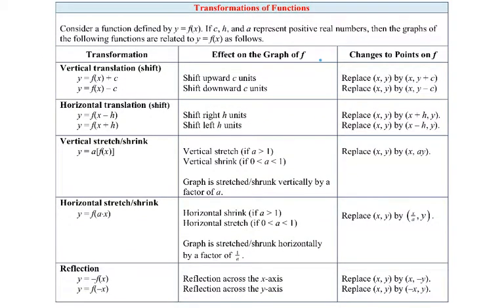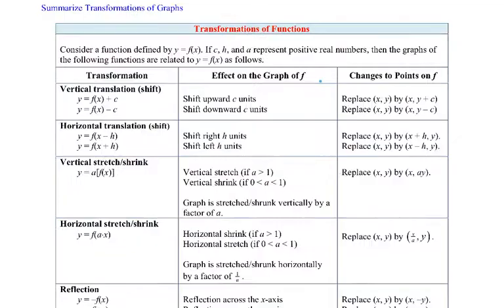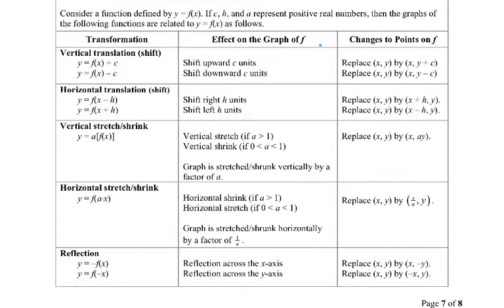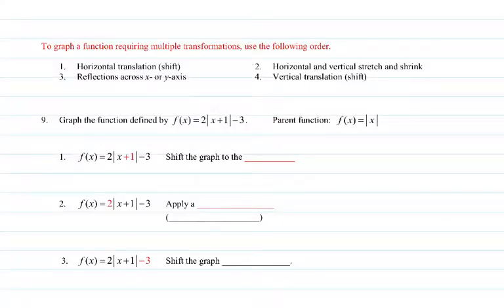All right. This is a summary of all the transformations. I would study it. I would make sure I understood what happens when different things are happening to my functions. Make sure you have your vertical and horizontal shifts down. Make sure you have your vertical stretches and shrinks and your horizontal stretches and shrinks down. And then make sure you understand what happens with reflections, which ones are over your x-axis and which ones over your y-axis. And then lastly, what order do we do our transformations if we're asked to do multiples?